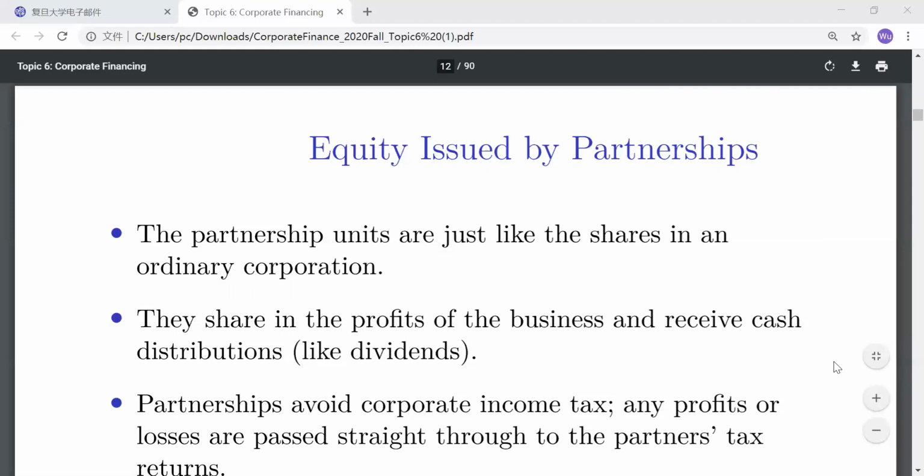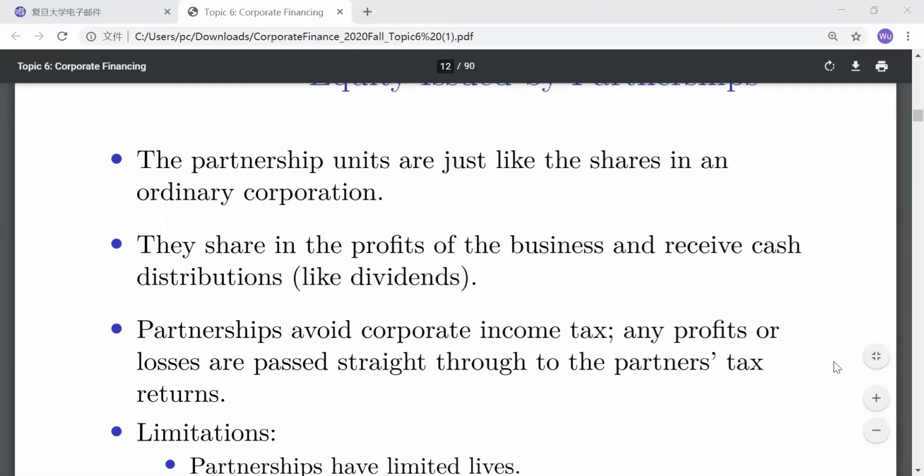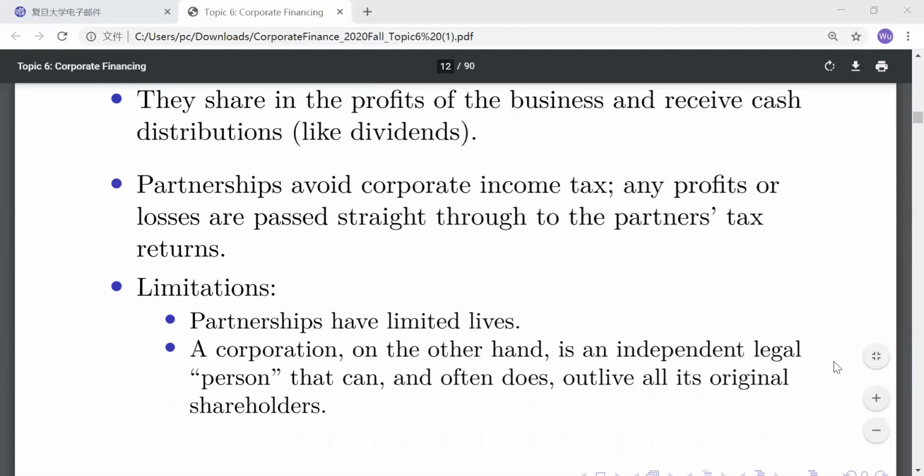And there's also equity issued by partnerships. The partnership units will be just like the shares in an ordinary corporation. They share in the profits and receive cash distributions like dividends. And partnerships avoid corporate income tax. Any profits or losses are passed straight through to the partners' tax returns. The limitation of partnerships is that they usually have limited lives, and a corporation, on the other hand, is an independent legal person that can and often does outlive all its original shareholders. So this is the limitation.